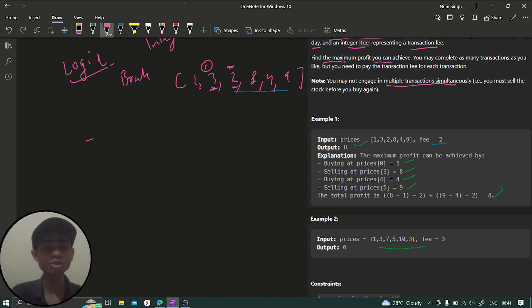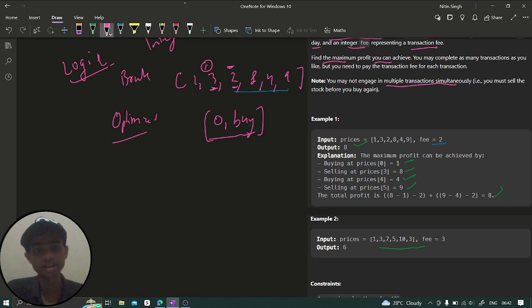Now the little optimized one could use memoization on this place. How could you do memoization? You can do memoization based on the indexes and the flag, meaning what you have done on that particular index: you have bought or sold, right? So you can do memoization on those particular indexes, and that is nothing but dynamic programming. That is called dynamic programming.